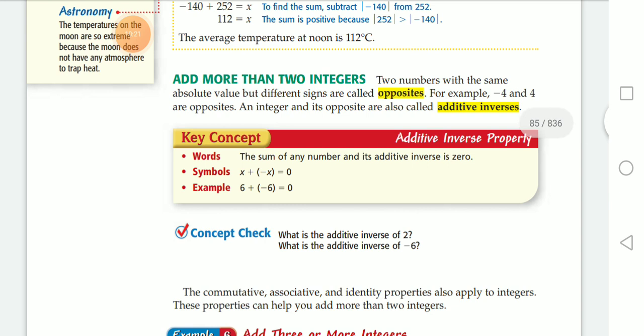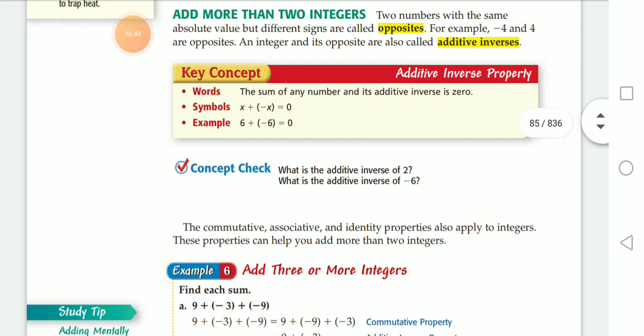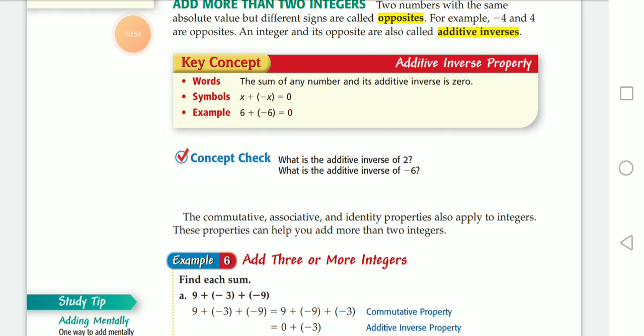Okay, add more than two integers. Two numbers with the same absolute value but different signs are called opposites. For example, negative 4 and 4, they are opposites. Okay, this is important. An integer and its opposite are called additive inverse. So focus here. When I say 4 and negative 4, they are opposites, and an integer and its opposite are called what? Additive inverse.